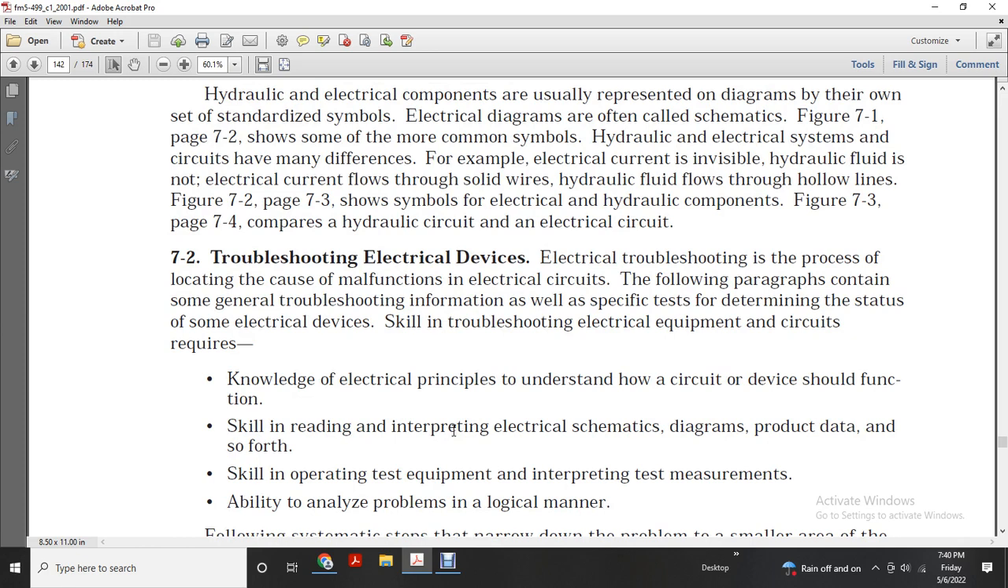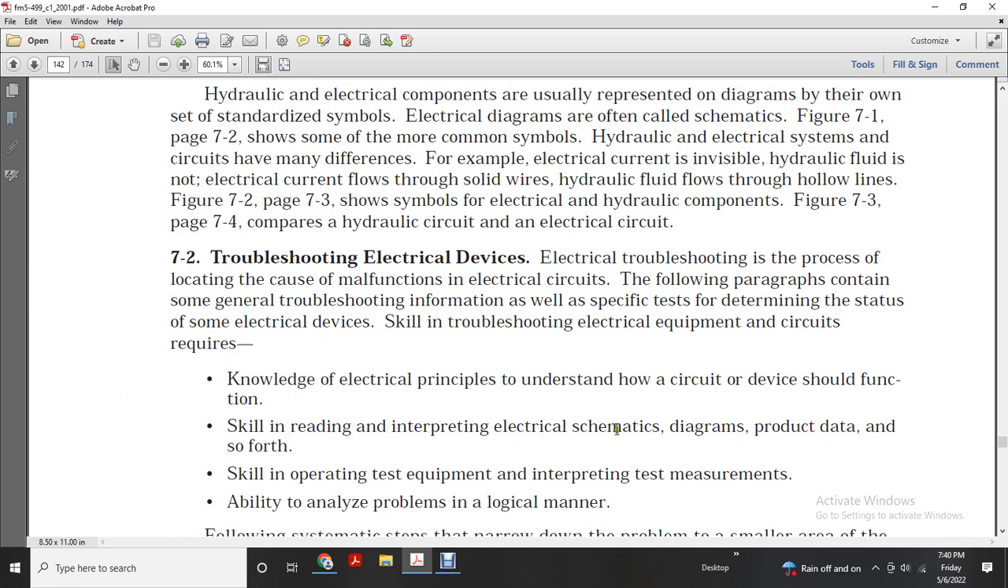Troubleshooting electrical circuits. Electrical troubleshooting is the process of locating the cause of malfunctions in electrical circuits. The following paragraphs contain some general troubleshooting information as well as specific ways of determining the status of some electrical devices. Skill in troubleshooting electrical equipment and circuits requires knowledge of electrical principles to understand how circuits and devices should function.